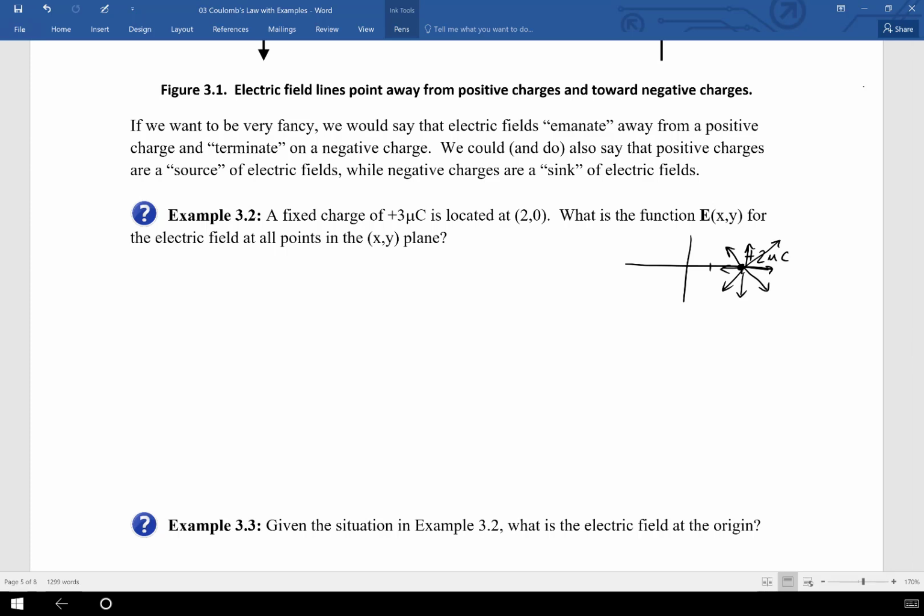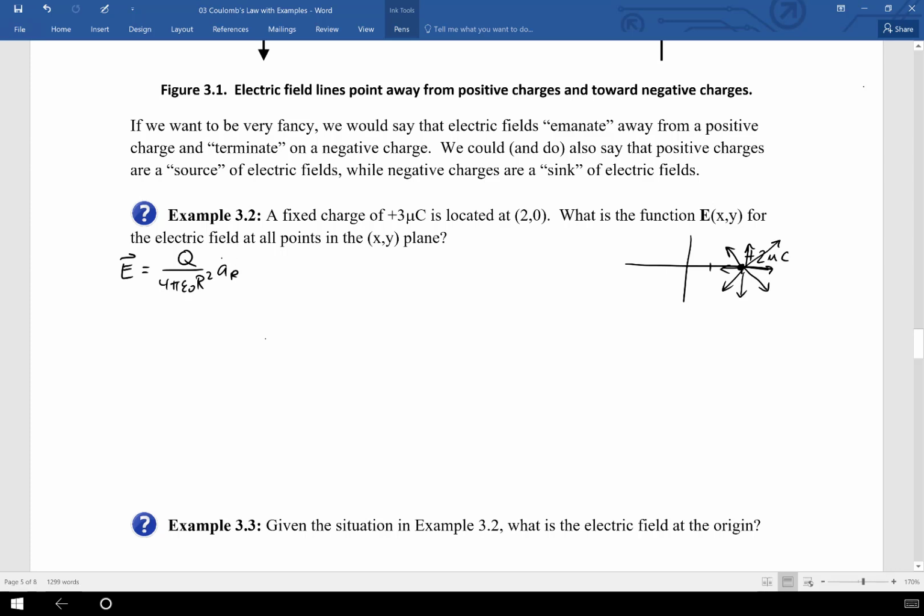So the question is, what is the function E of x, y for the electric field at all points in the xy plane? So we're asking a pretty demanding question here. We want to know, no matter where I look in the xy plane, what is the electric field? So I've got some work to do here. This is going to take a little bit of effort. I know that my definition of the electric field for a point charge is going to be Q divided by 4 pi epsilon 0 r squared times a sub r.